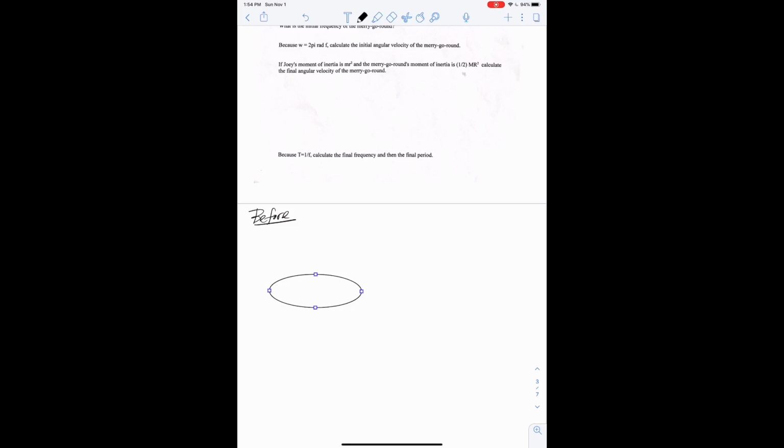All right, I can't get those blue dots off there. All right, there we go. So we have a merry-go-round, something like this, right? And it's going to be spinning about a center point and axis of rotation right in the middle. And to start with, Joey is going to stand at the center.